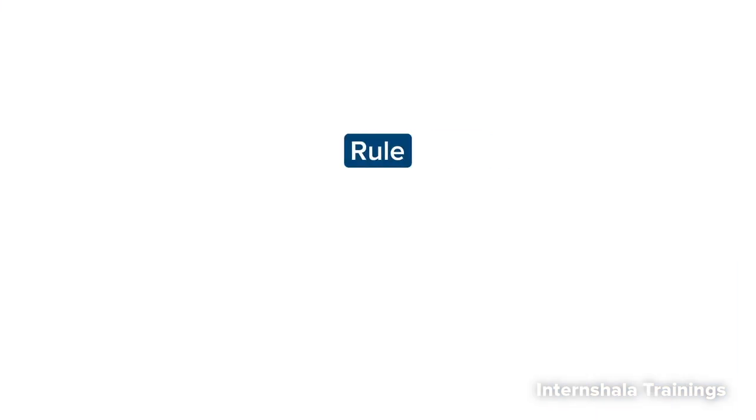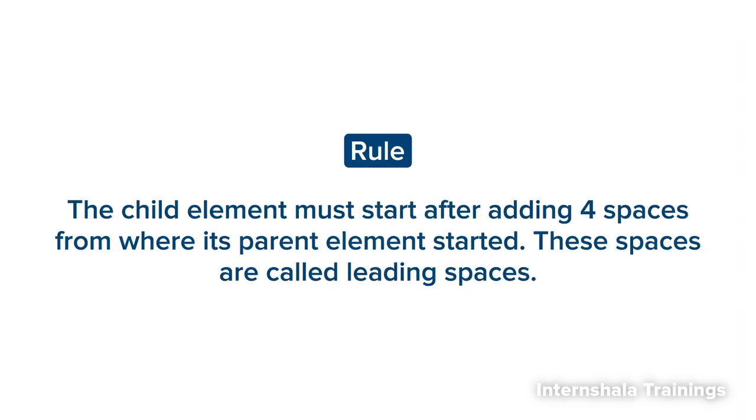To make code look more structured and readable, we follow some standards or rules. That is, the child element must start after adding 4 spaces from where its parent element started. You can choose to add spaces as per your own convenience, but make sure it makes the code readable and is uniform throughout. In general, 4 spaces is the most widely adopted practice among web developers. These spaces are called leading spaces. Let's see what we mean by this.